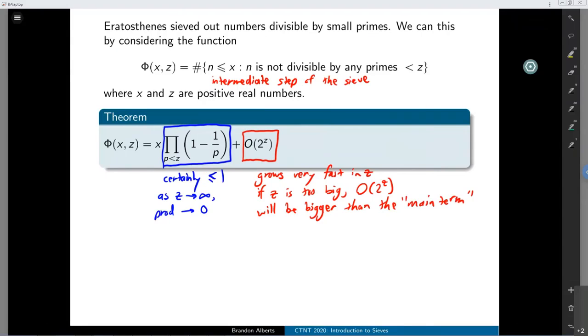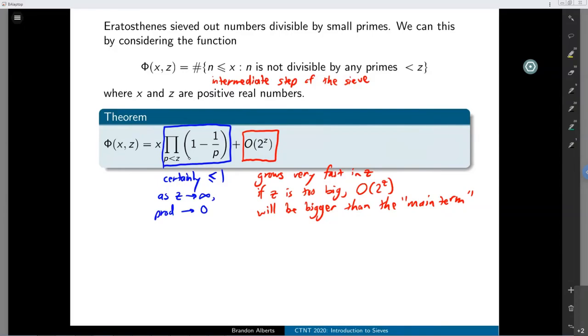For example, if we picked z equals x, so in this function, we take all integers below x, but then we remove all the integers that are divisible by primes below x. Well, we know reasonably that that should get rid of all the numbers because every number is divisible by primes below x, but this theorem would have an error of big O of 2 to the x, which is huge, way bigger than the main term, and it basically tells us nothing.